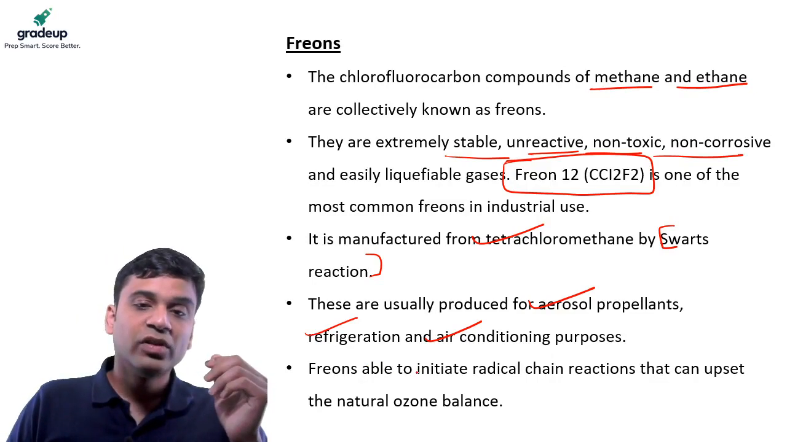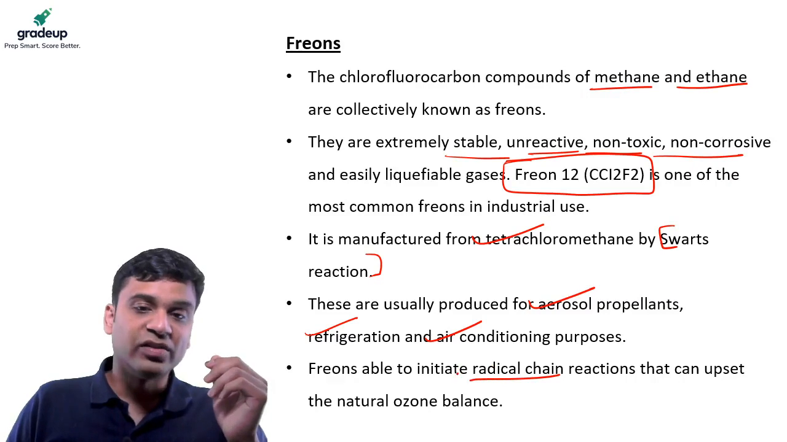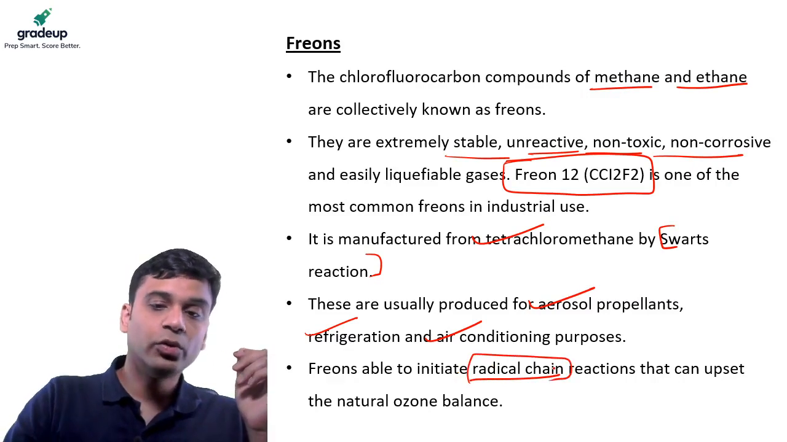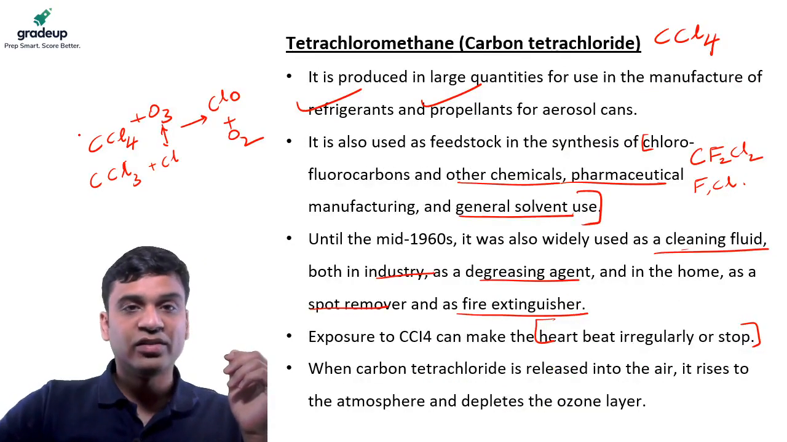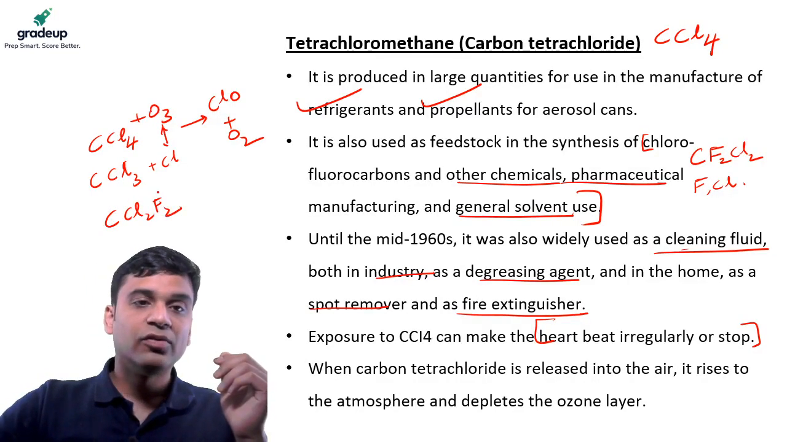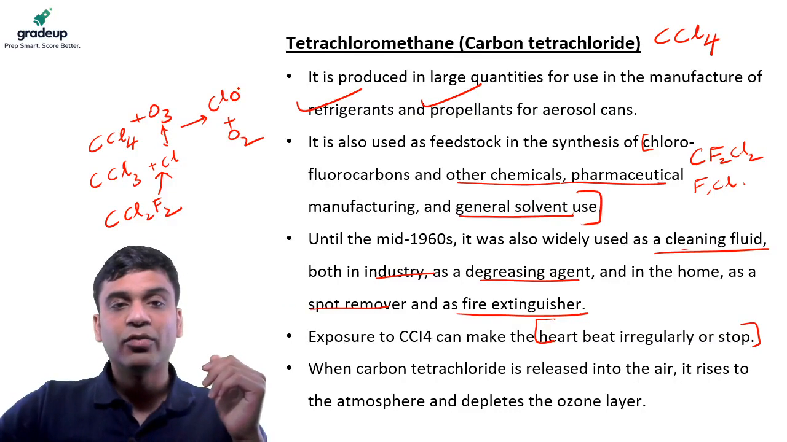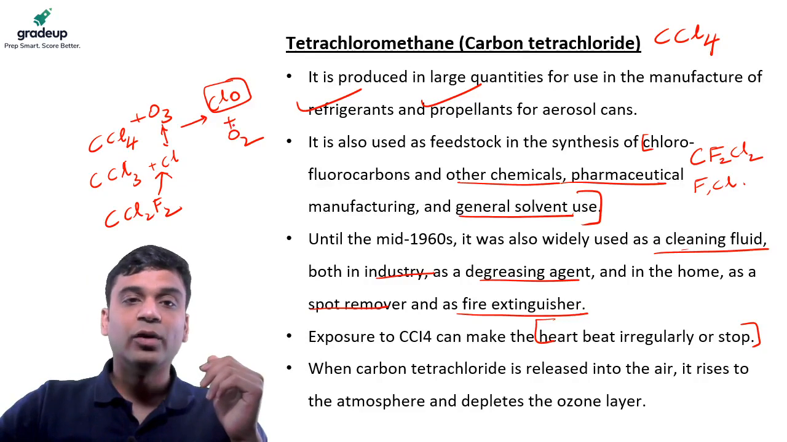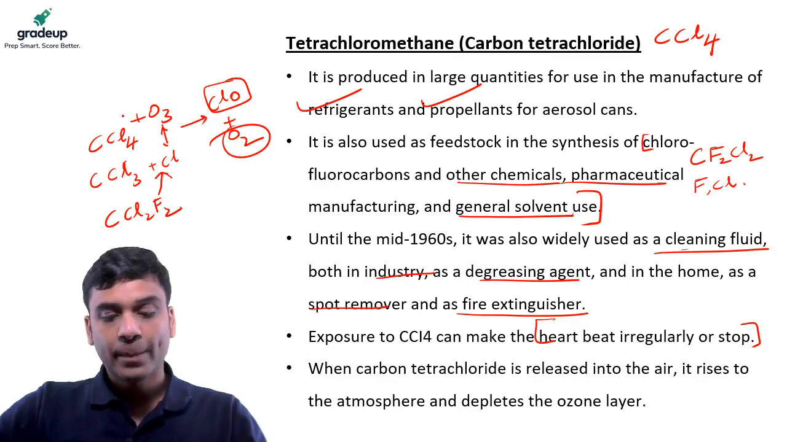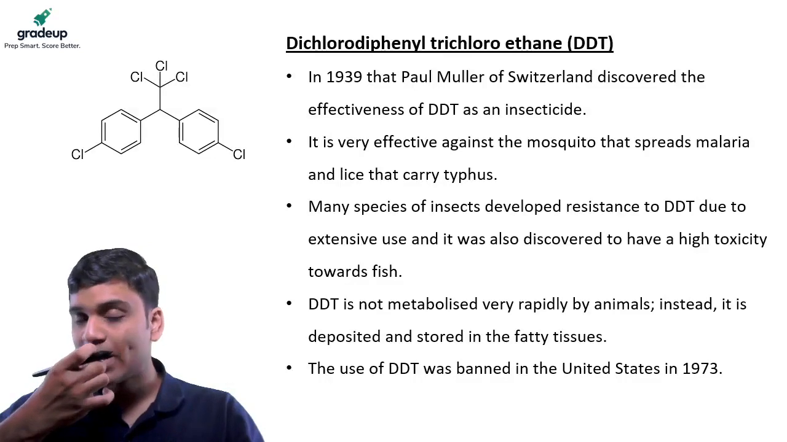And these freons initiate radical chain reactions. As I showed you previously, these sorts of reactions can happen, like CCl2F2 forms CClF2 and Cl, and the Cl and O3 form ClO, and oxygen is produced. So the ozone molecule is damaged. That is the depletion of the ozone layer.